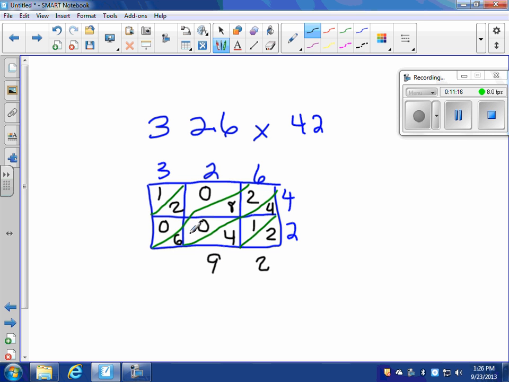8 plus 2 is 10. Plus 6 gives me 16. So I'll carry my 1. 2 plus 1 gives me 3. And then I have a 1 right here. So the answer to this problem would be 13,692.